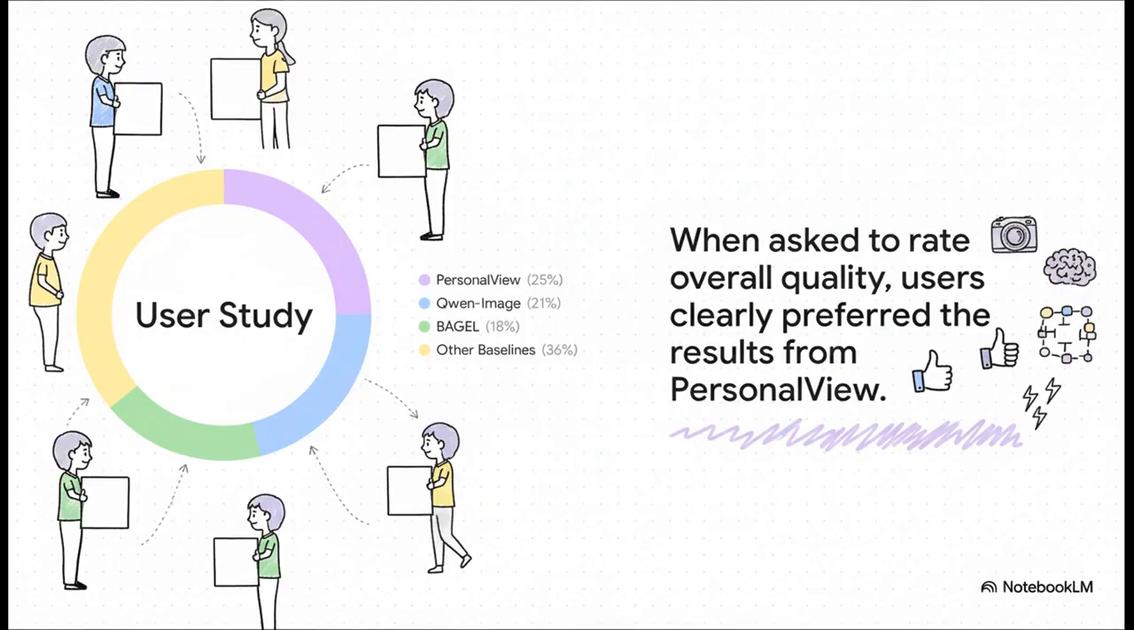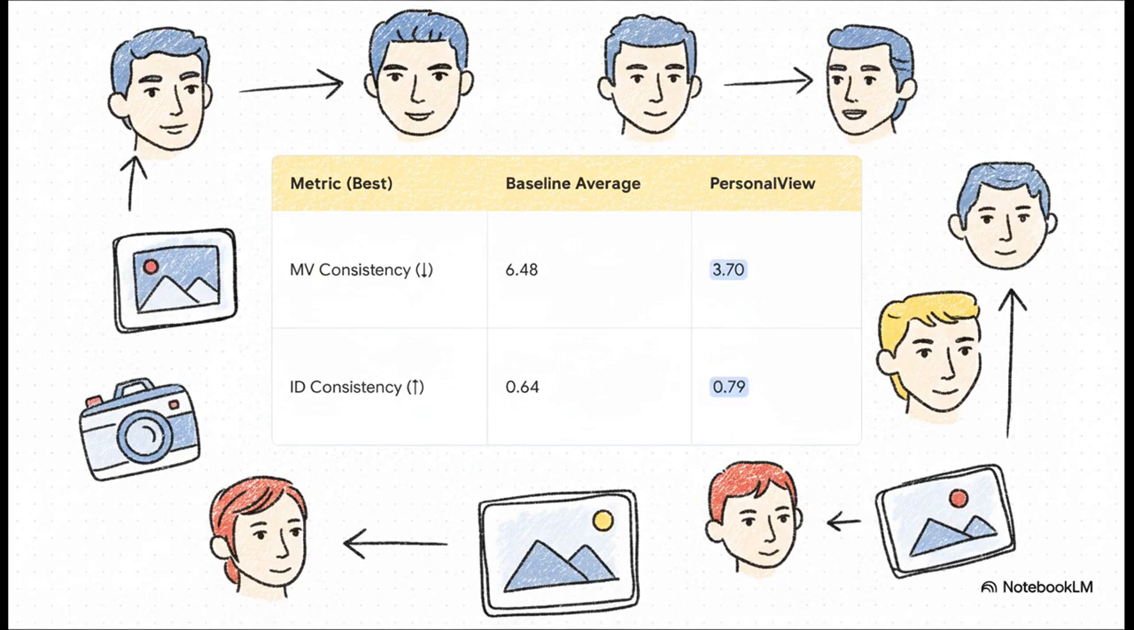And the user study results are even more telling. They asked real people to rate the images, and the preference was, well, it was clear. As you can see from this chart, PersonalView was the runaway favorite. It wasn't even close. The hard numbers back this up completely. This table shows two key metrics. For multi-view consistency, a lower score is better, and PersonalView is the lowest by a wide margin. For ID consistency, higher is better, and again, PersonalView comes out on top. It just does the best job of making sure the person still looks like themselves.